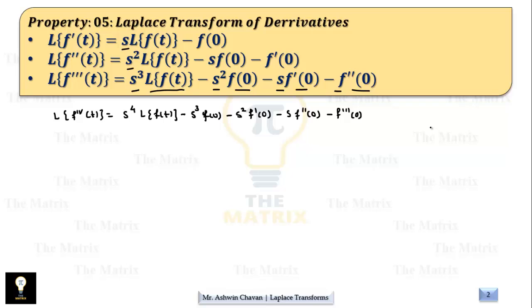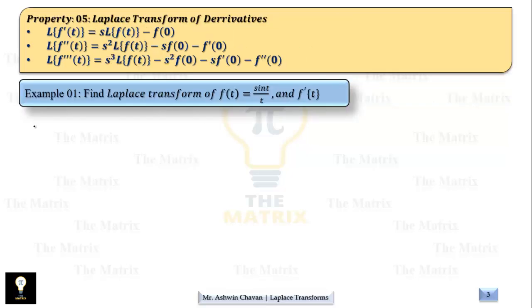Now let's see a few examples on this. The first example is: find the Laplace transform of f of t, where the function is given as sin t upon t, and we are asked to find Laplace of f dash of t as well. Okay, so we know that Laplace of f dash of t is nothing but s into Laplace of f of t, we are using the first formula here because the first derivative is expected, minus f at 0. We call it equation 1.